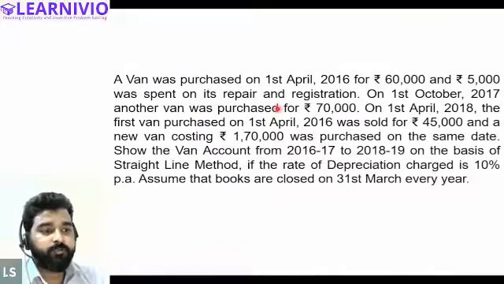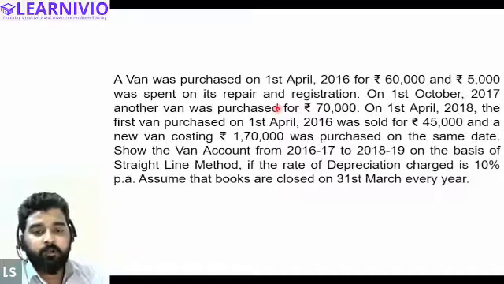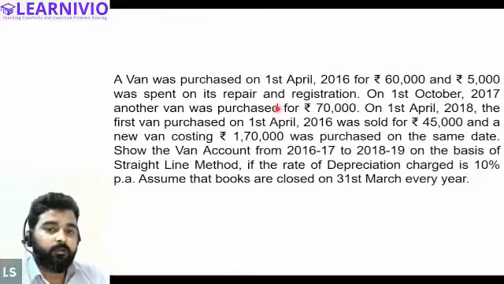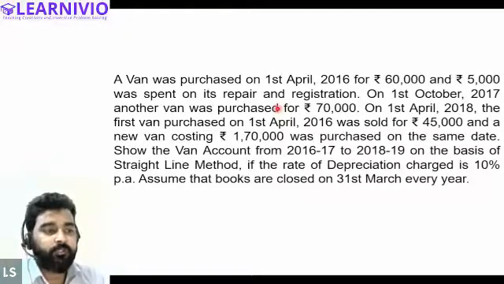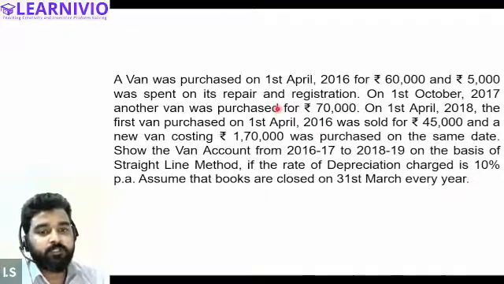We will be doing this question. Just read this question properly and also take a screenshot of this question. A van was purchased on 1st April 2016 for 60,000 and 5,000 was spent on its repair and registration. That means the total cost of the van was 65,000, right? 60,000 as the price and 5,000 we spent on its repair and registration. That means 65,000 as the cost price.